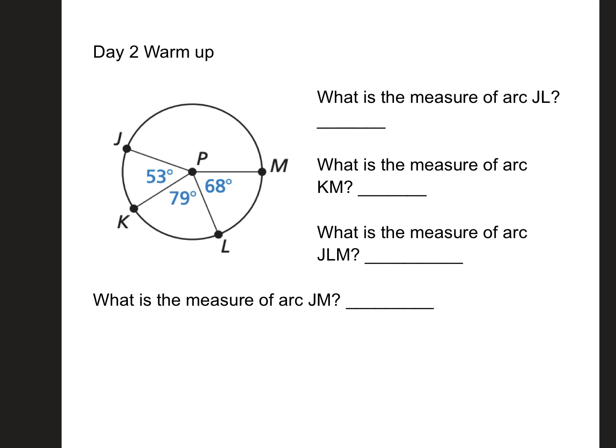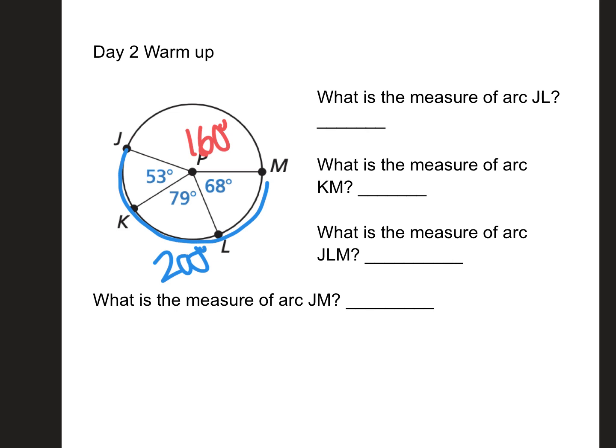Let's do this one real quick together. The only piece of information that I don't have is this big part of the circle, what I would call the top. If I add all of these up, 53 plus 79 plus 68, and put that in our calculator, that is 200 degrees, which means the rest of the circle that I have left is going to be 160 degrees, because all the way around has to equal exactly 360. So now we have everything labeled, we just need to calculate.